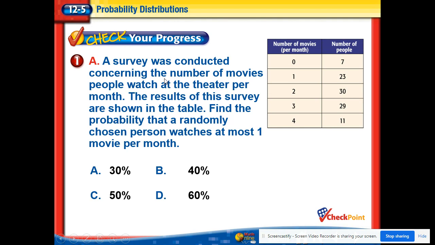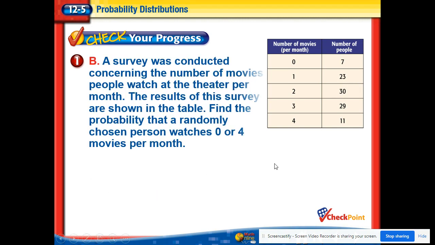All right, a survey was conducted concerning the number of movies people watch in a theater per month. Again, this is the total number of people over here. If we start adding this up, that's 40 plus 30 is 70, and another 30 is 100, so it does add up to be 100. Find the probability that a person randomly watches at most 1. So we're talking about these 2 combinations. If they're at most 1, they're just 1 or 0. Adding those together, we get 30, and 30 out of 100 is just 30%. Doing this again, 0 or 4, so that's 7 and 11, add those together for 18%.